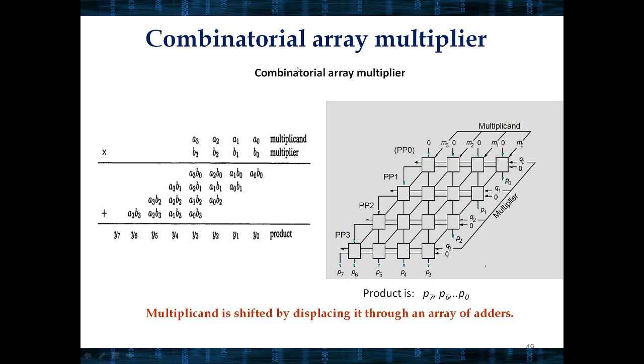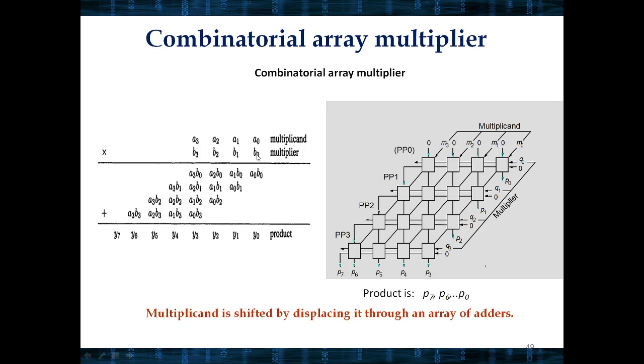So next we'll discuss a combinational array multiplier, which uses the procedure we discussed previously. This is the combinational array multiplier used to perform multiplication of unsigned numbers. Here you can see we have taken the multiplier and multiplicand. So how are these partial products generated? First we will take the multiplier bit, that is Q0. Here it is B0.